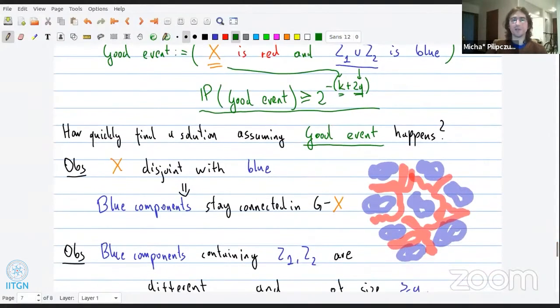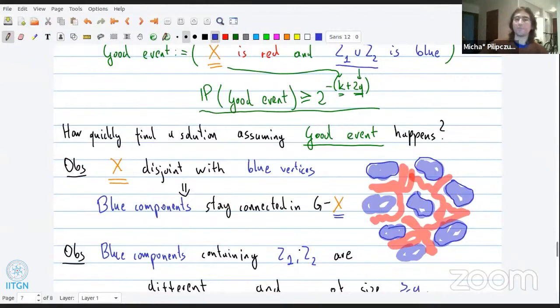Right, so again, because in a good event, the solution X, the separator X, should be disjoint with the blue vertices, because X should be entirely colored red. This means that if I look at my graph after the coloring and I look at the blue components, they are entirely not cut by the separator X. So each of those blue components will stay connected after the removal of my separator X.